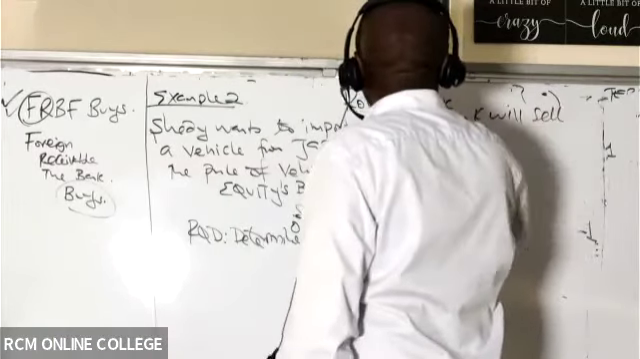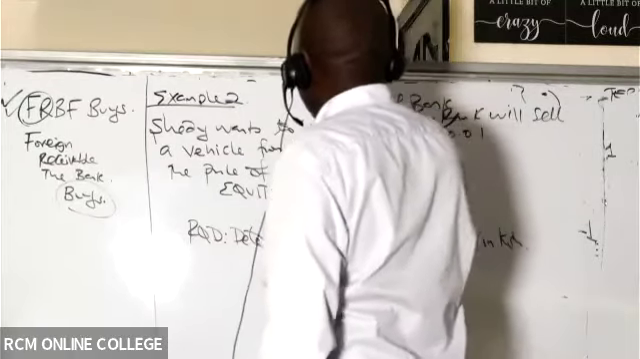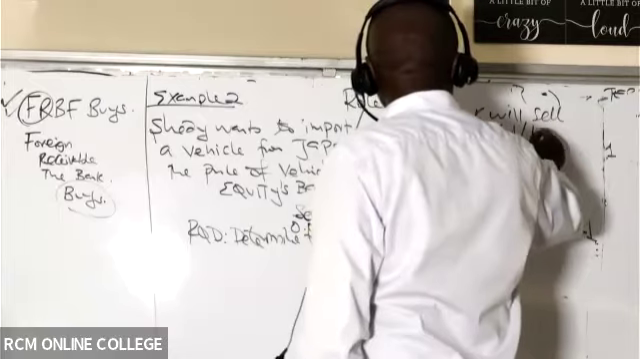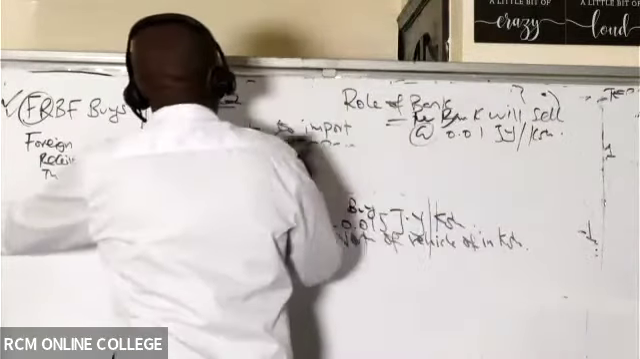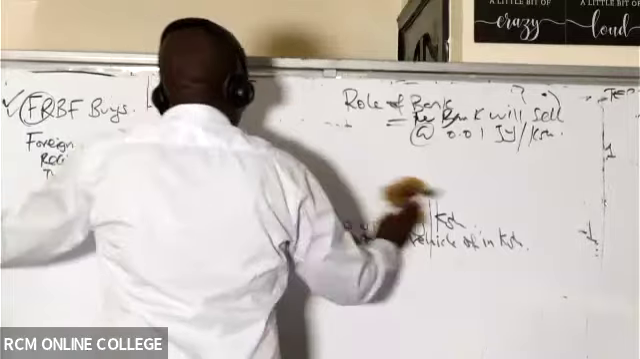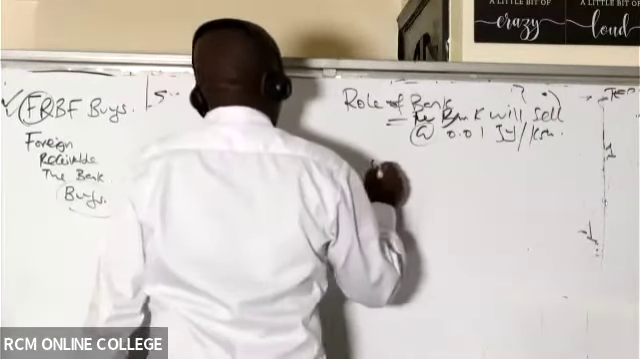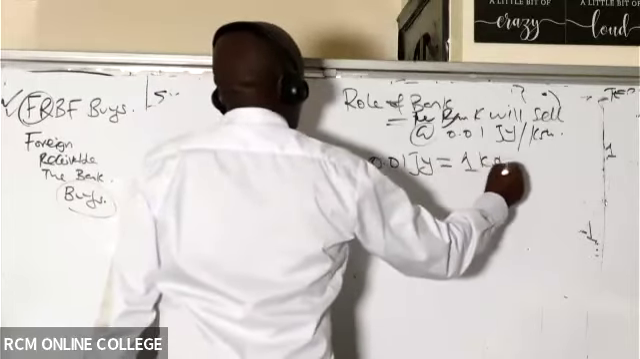So sell at what rate? We can see the selling rate is 0.01. This is the selling rate: 0.01 Japanese yen per Kenya shilling. So please then go ahead and exchange. So then we have here 0.01 Japanese yen equals 1 Kenya shilling.